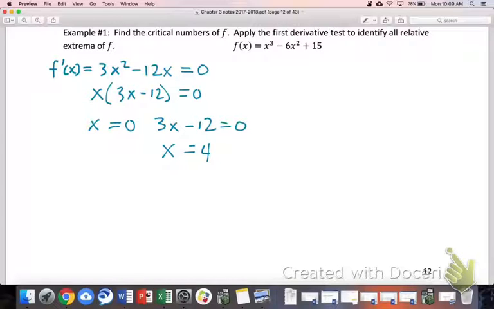Any questions at all? So we've used this tool before, and we're going to use it here again. It says apply the first derivative test to identify all relative extrema of f. The tool I'm talking about is that sign chart. We did this earlier in 3.3. So what I'm going to do is draw a little number line and write f prime there, indicating that I'm going to do a sign chart for f prime.